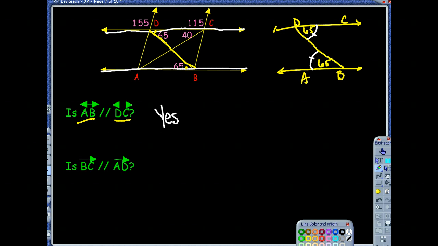And I know it doesn't say explain, but let's do it anyway. And since it's a yes, I'm going to use the Alternate Interior Angles Converse, the actual theorem, because it supports it. If 2 alternate interior angles are congruent, then the lines are parallel. Perfect. Okay, now we're going to take a look at another set of lines.